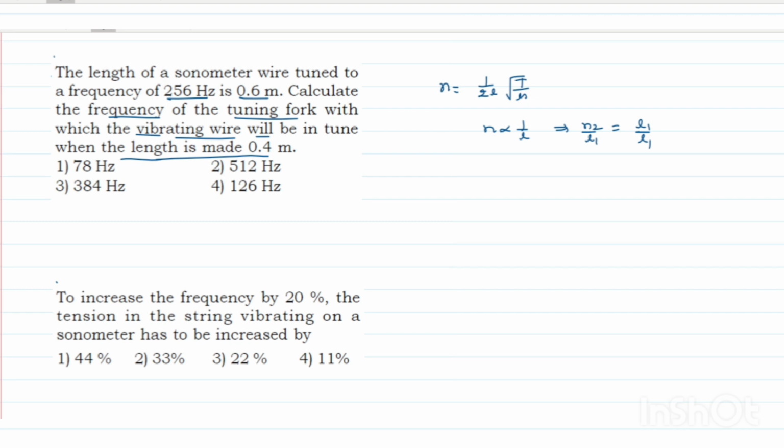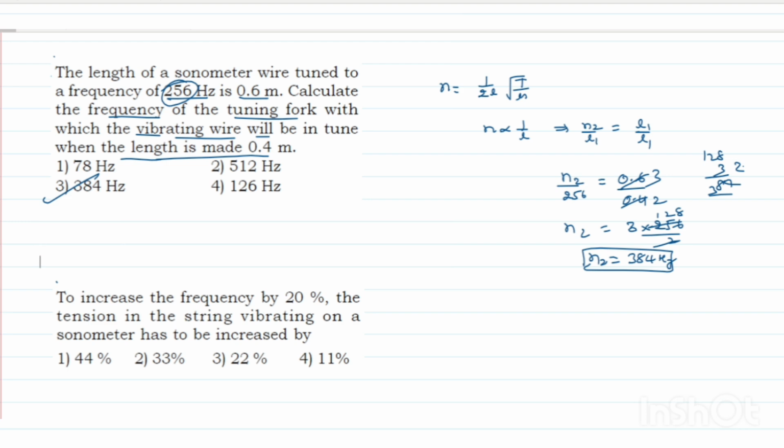So here we can calculate the n2 value, students. n1 is given as 256 Hz, L1 is given as 0.6 and L2 value is given as 0.4. 2 3s are 6, 2 2s are 4. Then n2 will be equal to 3 into 256 by 2. 2 1s are 2, 2 2s are 4, 2 8s are 16, and 128 into 3 you will be getting as 384 Hz, students. It's a correct answer.